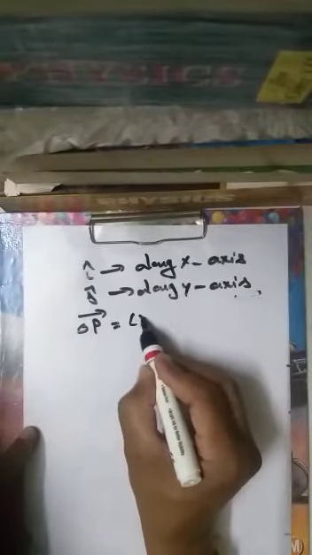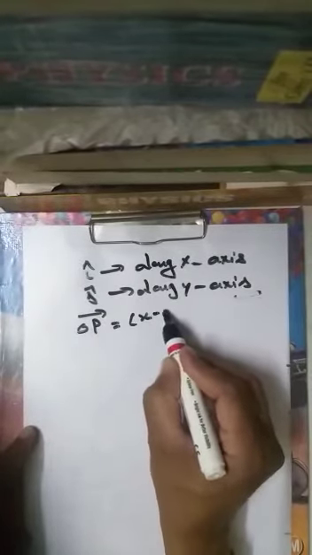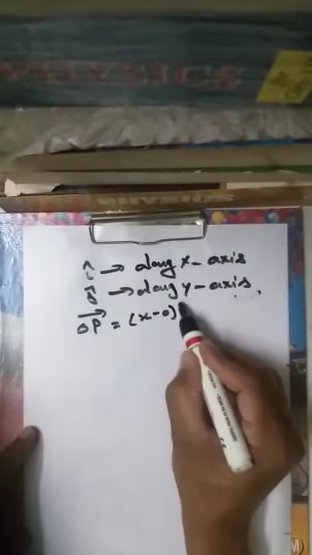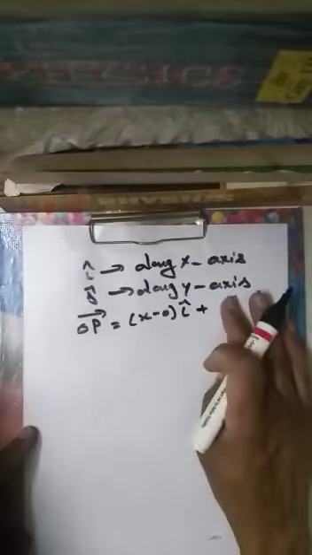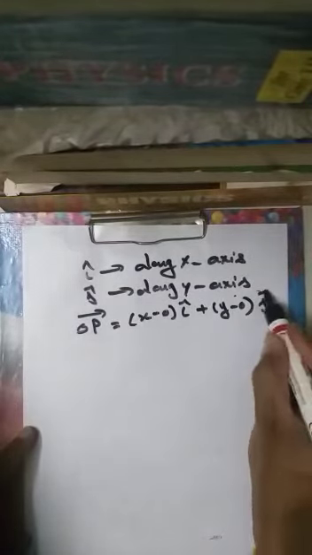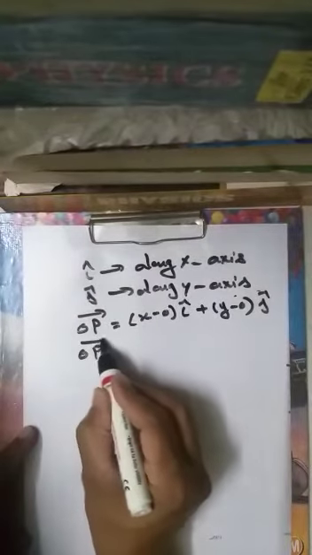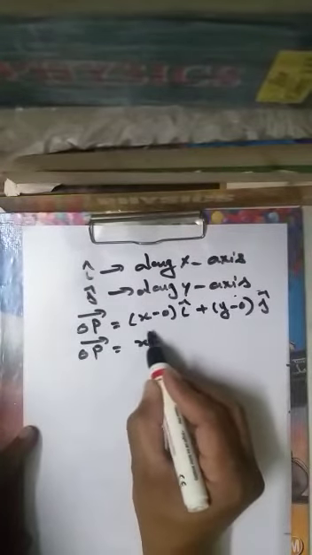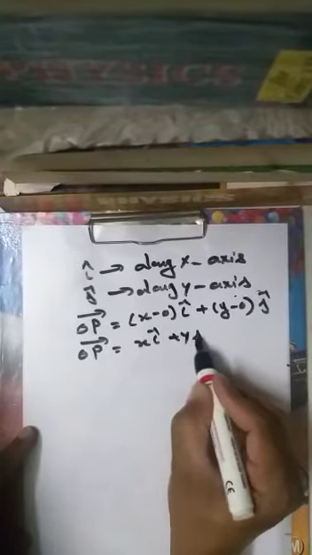Its final point is x, the initial point coordinate is 0, and along the x-axis. Similarly, along the y-axis, the position vector of OP is xi plus yj.